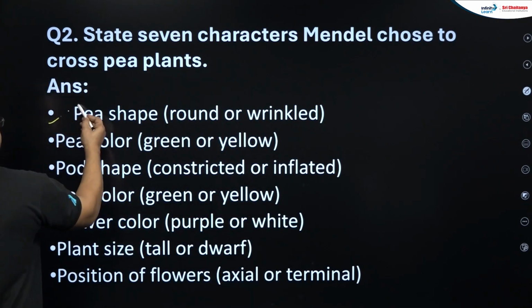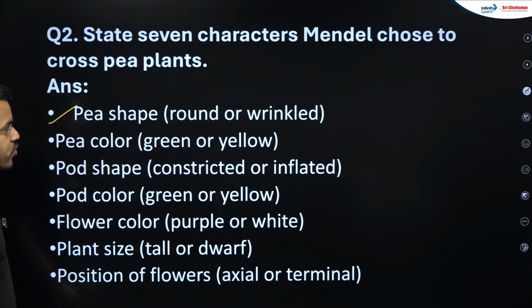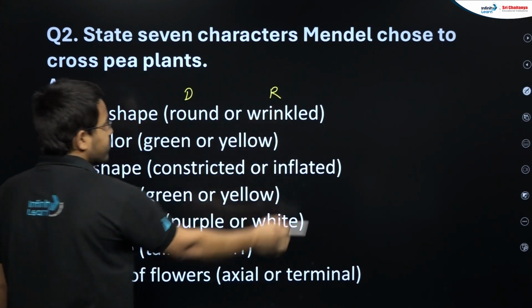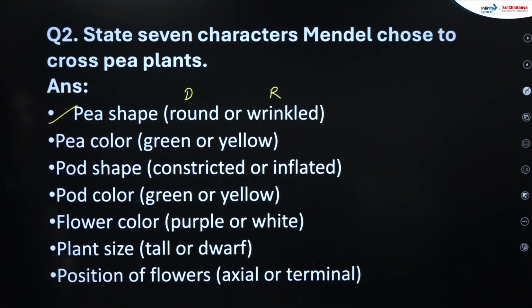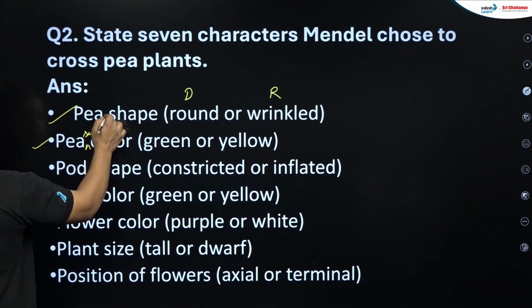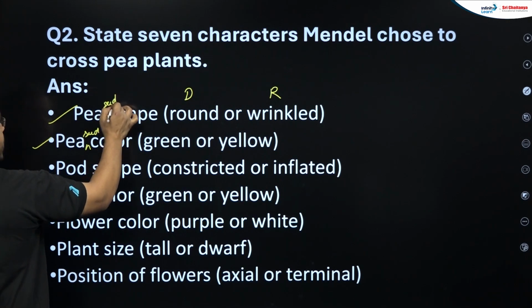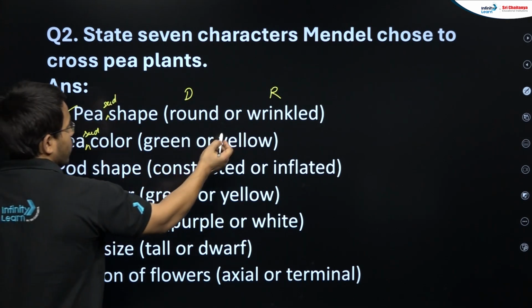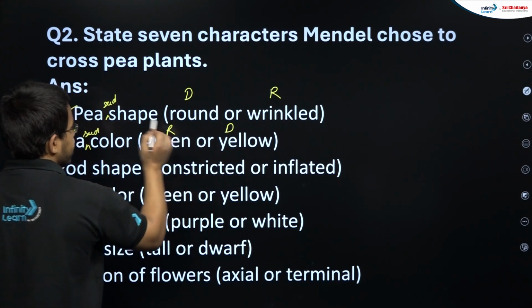First is pea shape. It could be round and wrinkled, students, where round is the dominant and wrinkled is the recessive trait. Then pea color. Here we are talking about seed color, which can be green or yellow. So students, pea seed color and pea seed shape. Pea seed color can be green and yellow. Yellow will be dominant, green will be recessive.